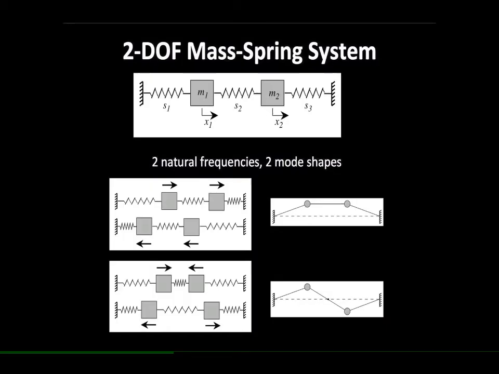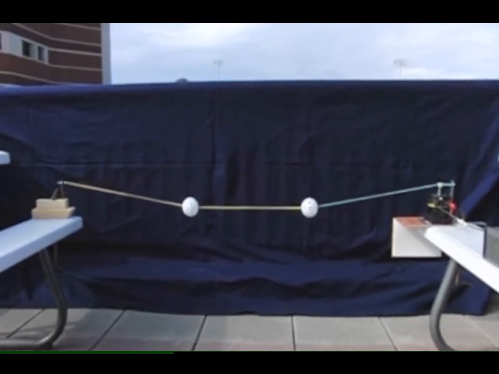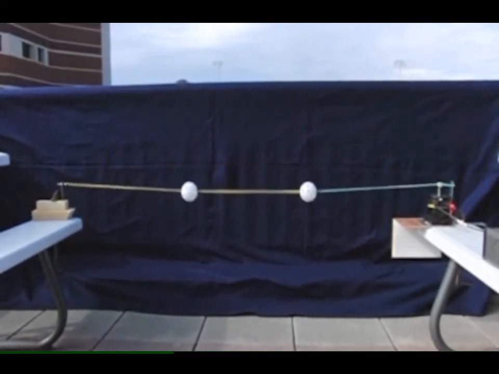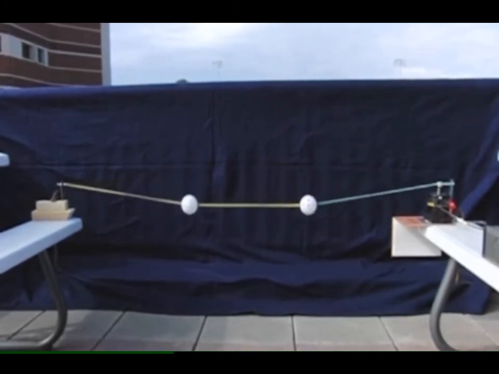A 2 degree freedom mass-spring system has two natural frequencies and two mode shapes. In the first mode shape, first frequency, the two masses move in the same direction at the same time, basically looking like a 1 degree freedom oscillator.